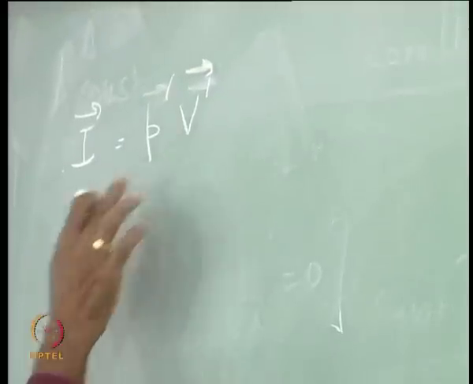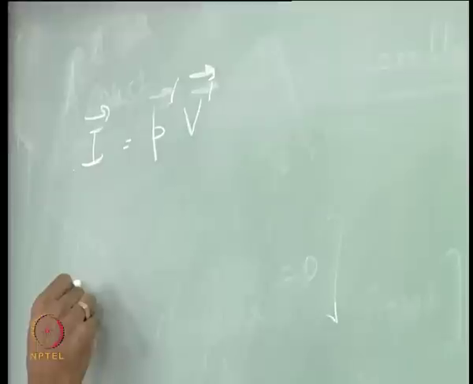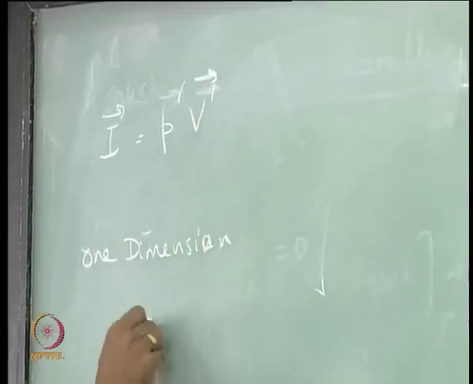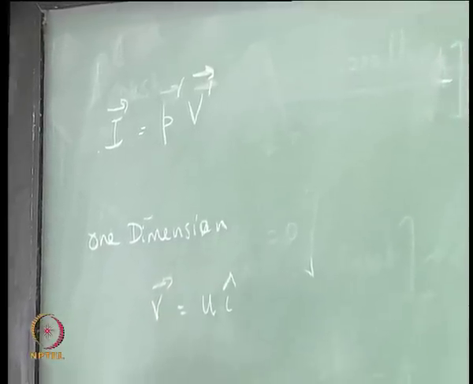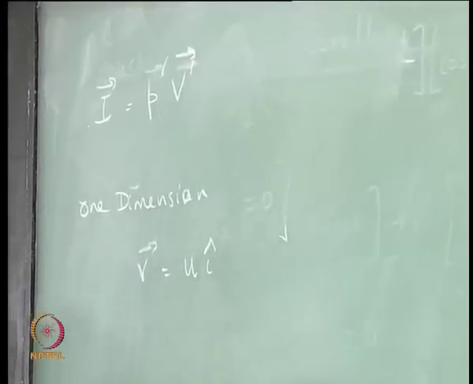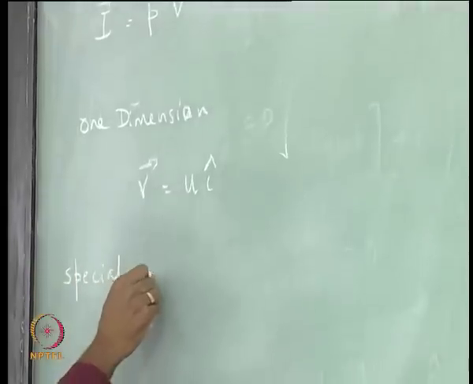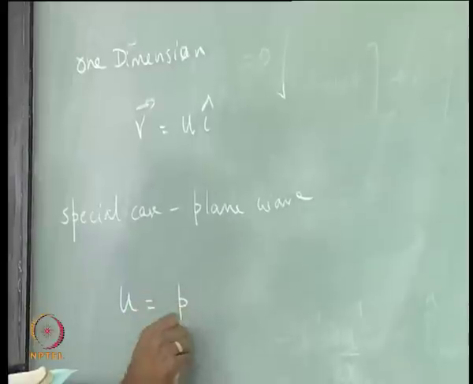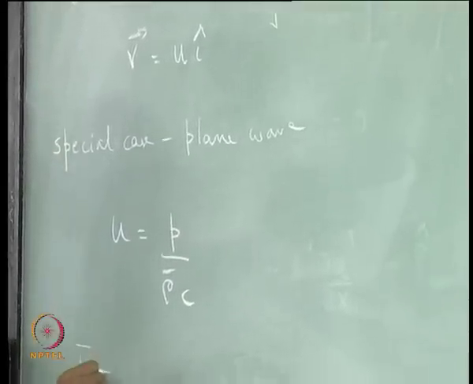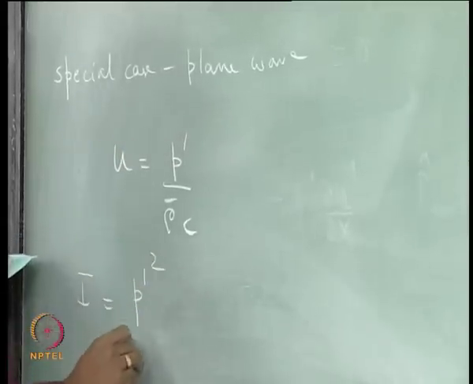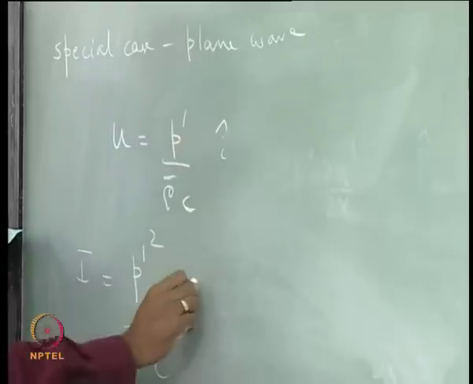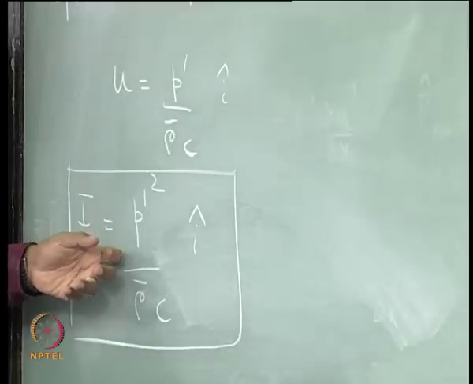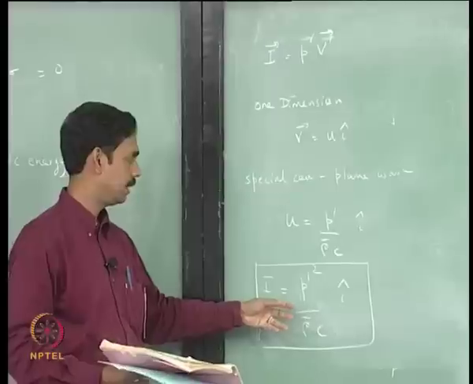In a one dimensional situation we have only the x component, so we have only u. So we just have v equal to u times i. Let us consider a special case of a plane wave. We have u equal to p prime over rho bar c. Then we can say I equal to p prime squared over rho bar c. So this is the expression for acoustic intensity for the one dimensional case. It is p prime squared over rho bar c, so it can be deduced purely from pressure measurements.